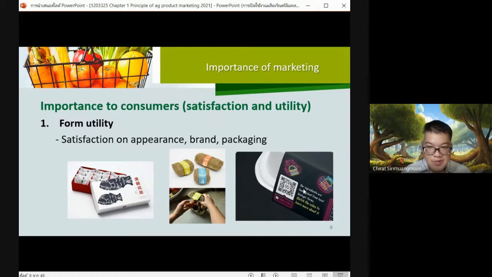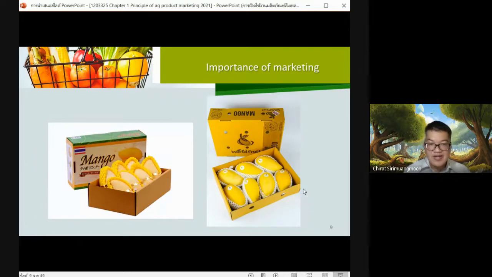The middle picture is about the egg box. They design the egg box to protect the egg, which is very easy to hit. The packaging on the right-hand side has a QR code for scanning to get information about the product. So marketing is involved in everything here. It's called form utilities.